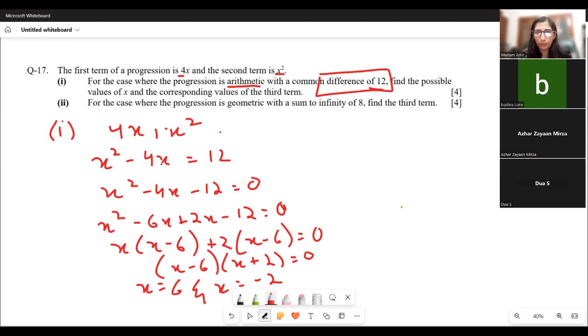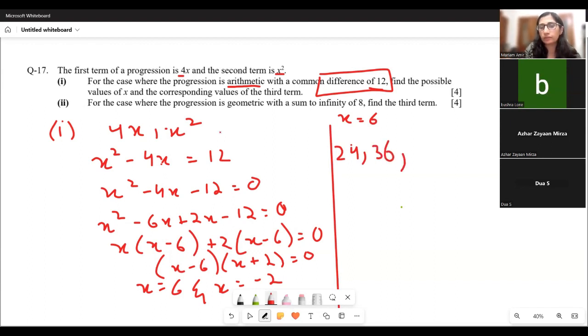Find the possible values of x and the corresponding values of the third term. So if x is 6, then 4 times 6 is 24, and the next term is going to be x squared, 36. So the next term is going to be this plus 12, which is going to be 48.